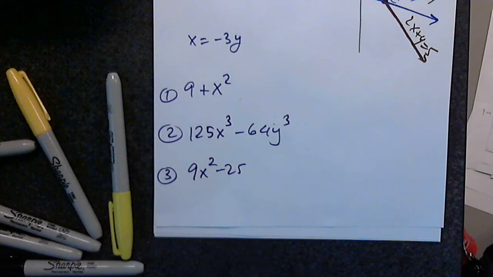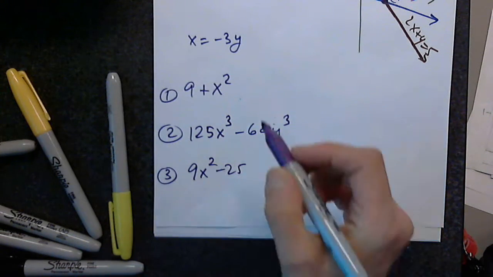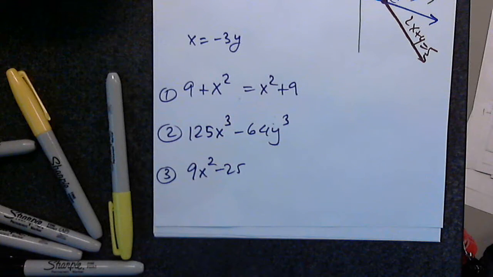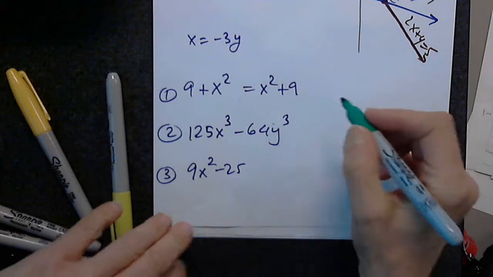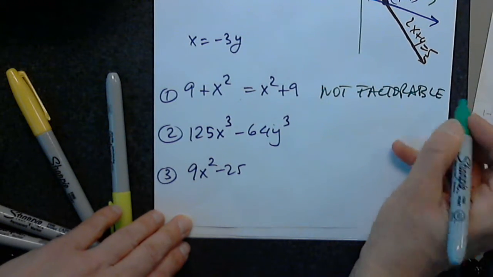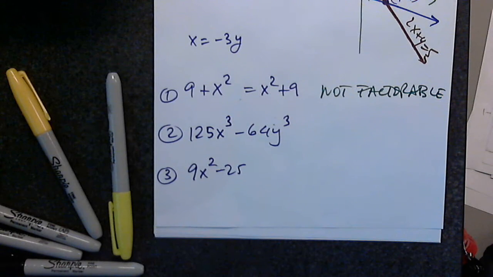Okay, so let's start with the first one. Have to identify it's a binomial. Is it in descending order? No, it's not. I will put it in descending order. Then I'm going to ask myself, negative leading coefficient? No. Greatest common factor? No. Special product? Is this a special product? Yes, it is. Which one? Sum of squares. What do I write? Not factorable. Very good.